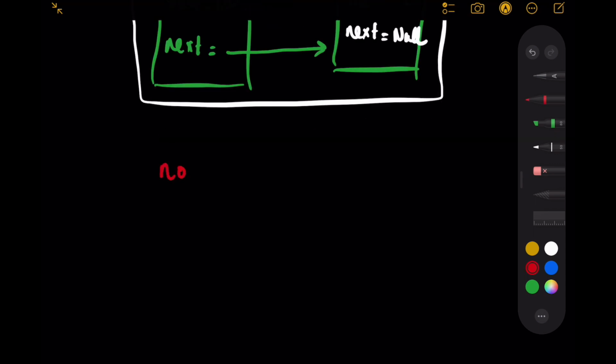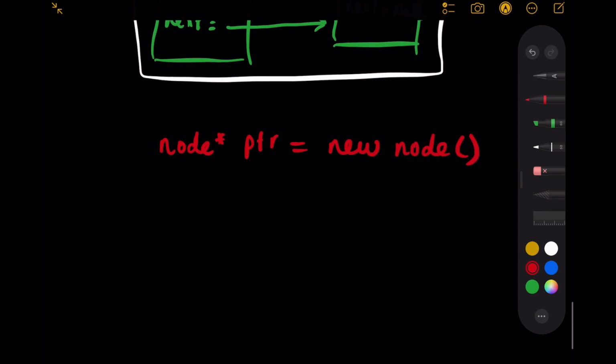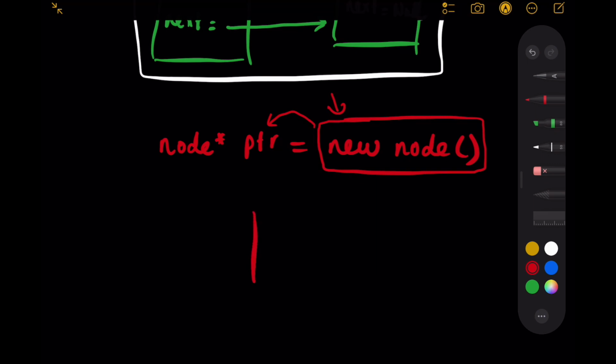Also, when we write this statement node star ptr equal to new node, what we are doing here is that we are first creating, or constructing, a new node, and the address for this particular node is getting stored in the pointer ptr. So this is the node and ptr is actually pointing to this node.